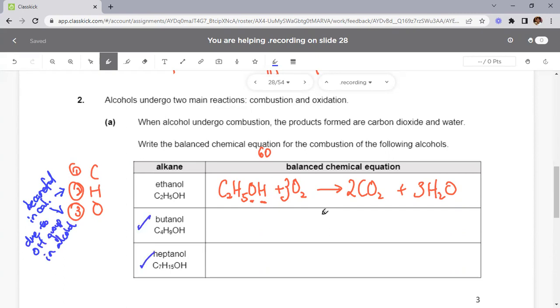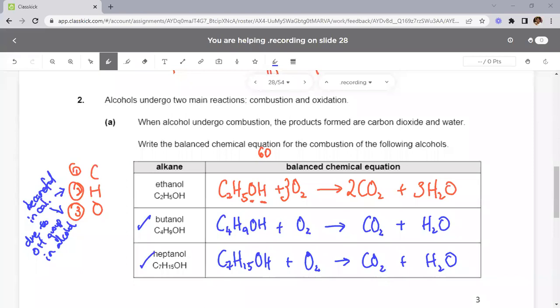Now I want you to try butanol and heptanol. Write down the balanced chemical equation. Because you need to balance a bit, I'll give you 3 minutes to work it out. It's now 12:10. We'll resume at 12:13. Okay, 12:13, let's go. I hope you have done this properly and are able to get to your final answer.